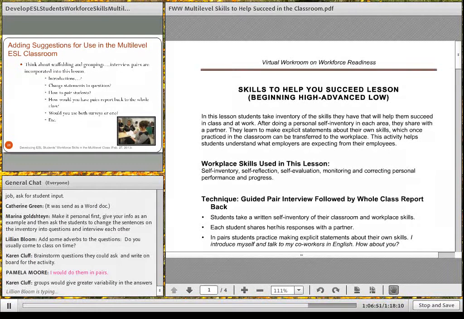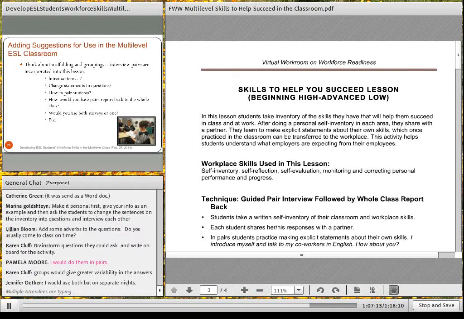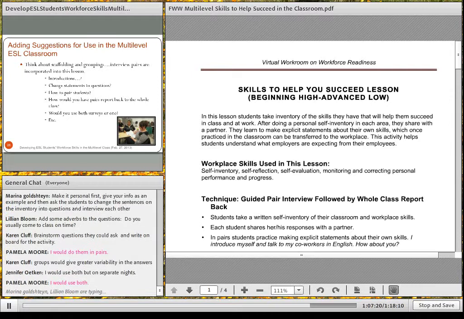In my class, I was able to use one on one day and the other the next, just because of time. I would use both, put on separate nights. Good. Okay. Pamela, I would use both. Okay.